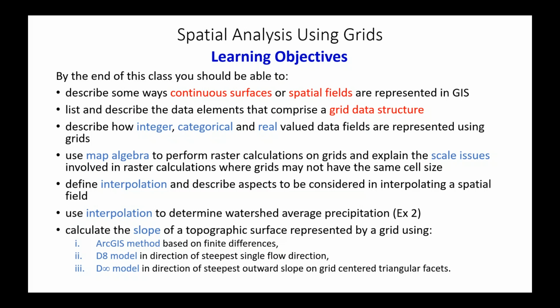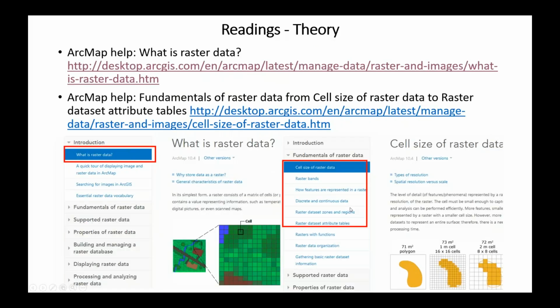You should be able to define interpolation and describe aspects to be considered when interpolating spatial data, use interpolation to determine watershed average properties, precipitation, and that will be the exercise that we do next time, and also calculate the slope of a topographic surface using three different methods, the one from ArcGIS, the one from the D8 model, and the D-infinity model that I've developed.